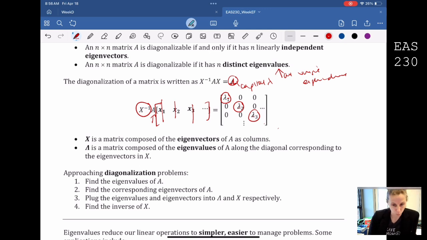So we need to find the eigenvalues. That'll give us this matrix, capital lambda. We need to find our eigenvectors. That'll give us this matrix, x. We plug those in to get lambda and x respectively, and then we can find the inverse of x and put everything together.